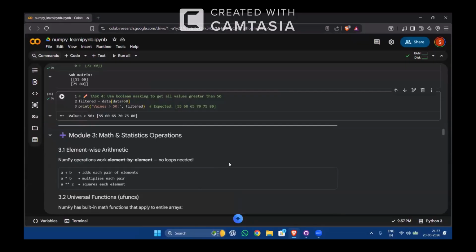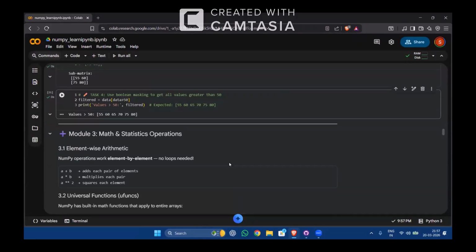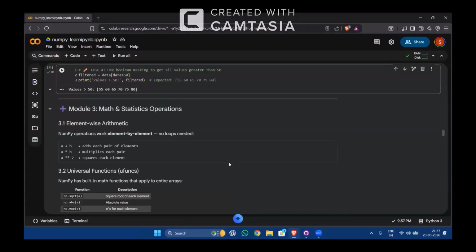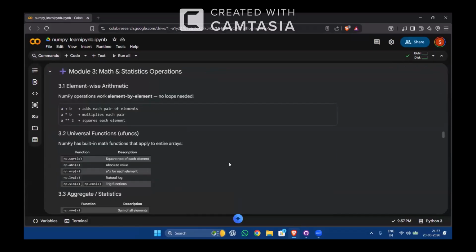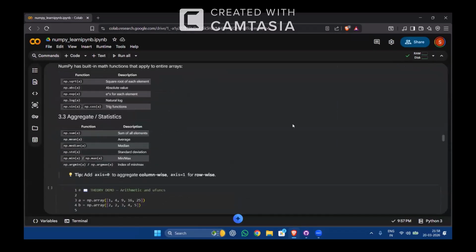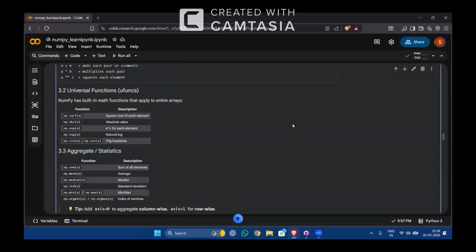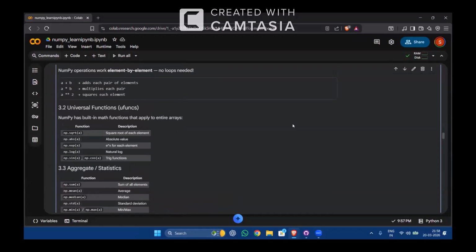Now moving into the next part. The next part is quite simple. How can we use different mathematical and statistical functions on NumPy arrays? Can you just try that by yourself? That is the theory. On the next part, you can see the codes.